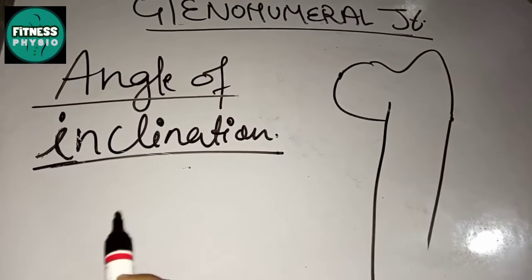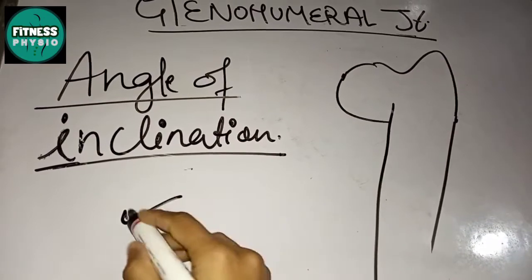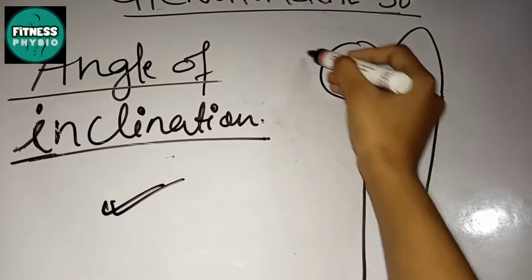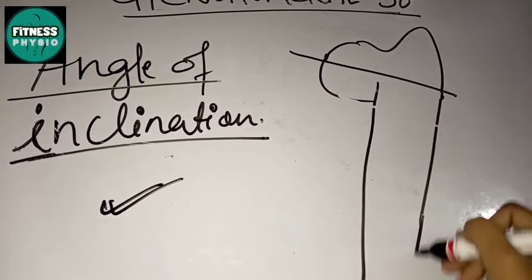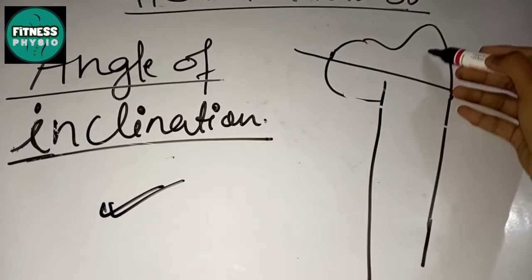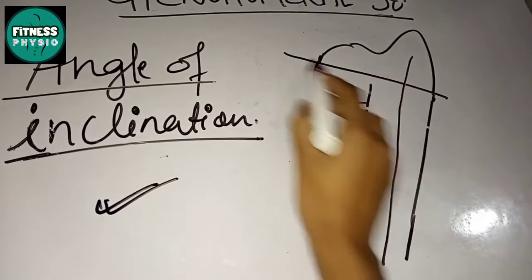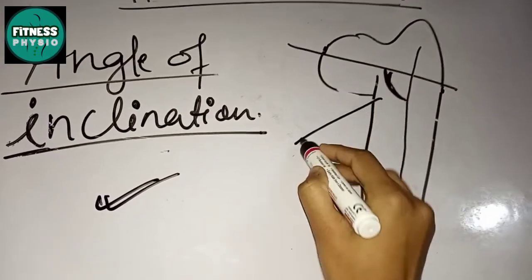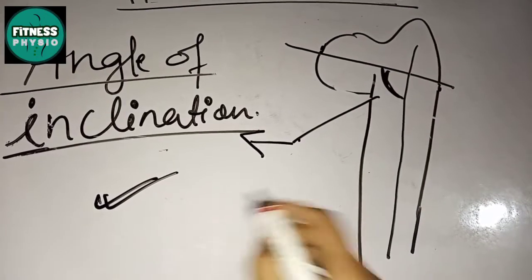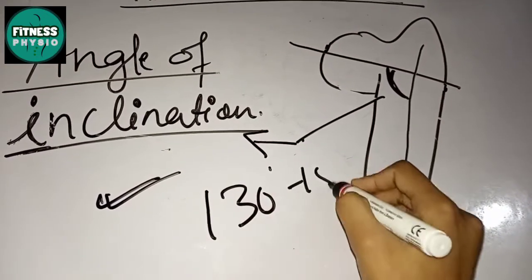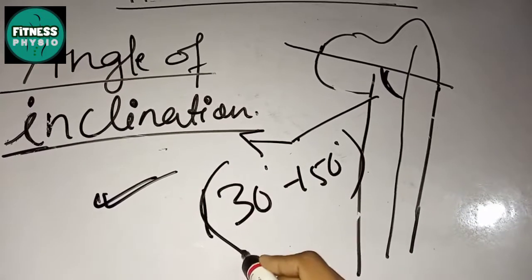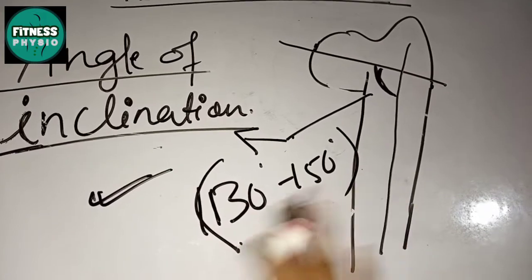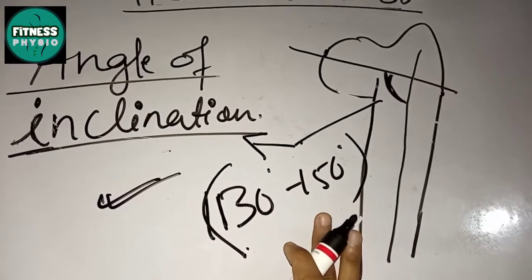Now the next important topic is the angle of inclination. What is it? It is basically the axis through your head and neck in relation to the longitudinal axis of the shaft of the humerus. You can see there is an intersection between these two lines. It is the angle of inclination. 130 to 150 degrees is the normal angle of inclination.